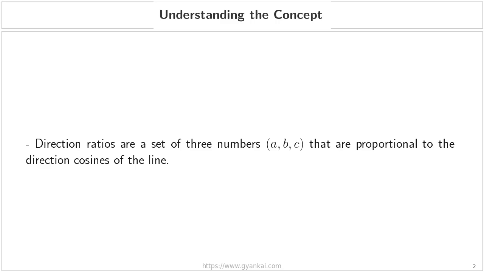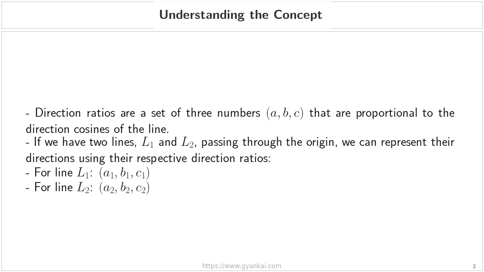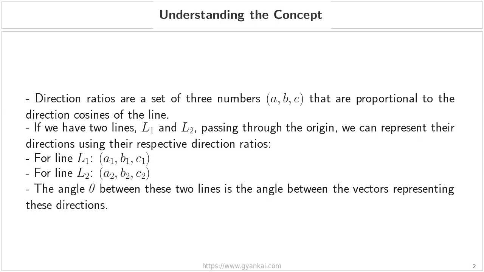To apply this to our goal of finding an angle, let's imagine we have two lines, L sub 1 and L sub 2, both passing through the origin. To find the angle between them, we first need to represent their directions using their respective direction ratios. For our first line, L sub 1, we'll use the set A sub 1, B sub 1, C sub 1. For our second line, L sub 2, we'll use A sub 2, B sub 2, C sub 2. The angle theta that we are looking for is simply the angle between the vectors that these ratios represent.